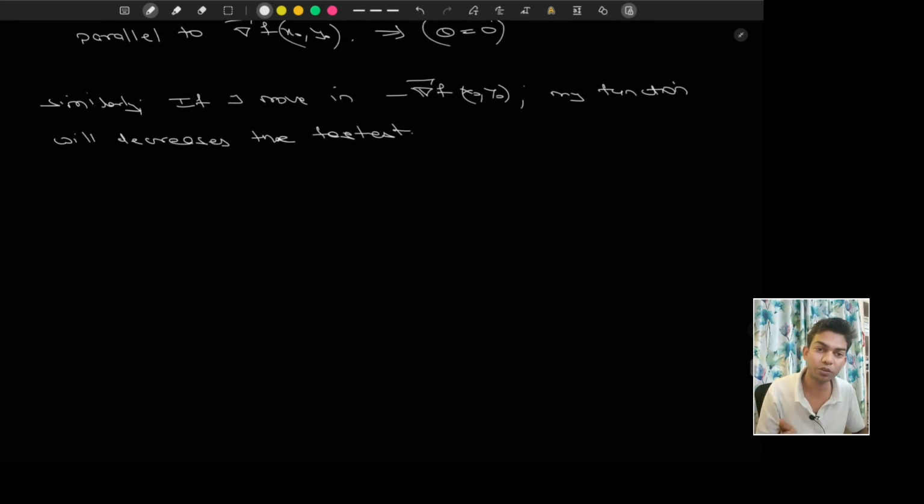That's what it means: if I choose the opposite direction of the gradient at a particular point, the rate of change of the function would be the steepest. The function will decrease the maximum in this direction, and in the direction of the gradient, my function will increase the fastest.